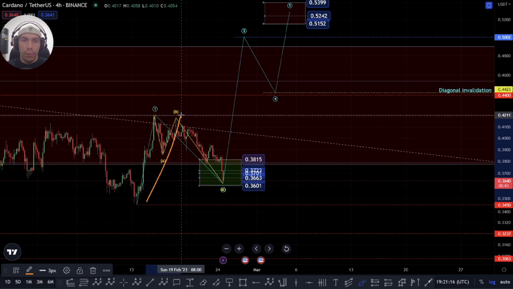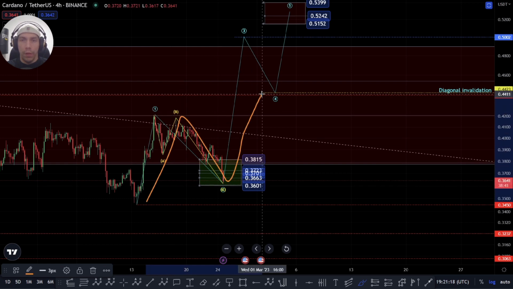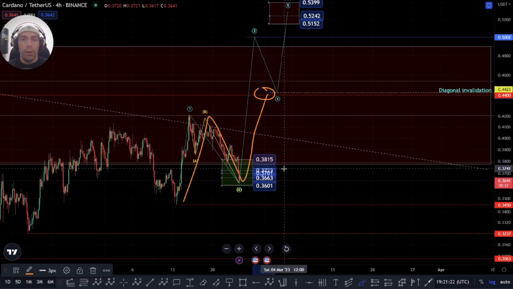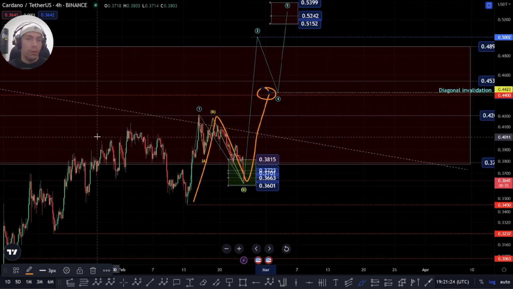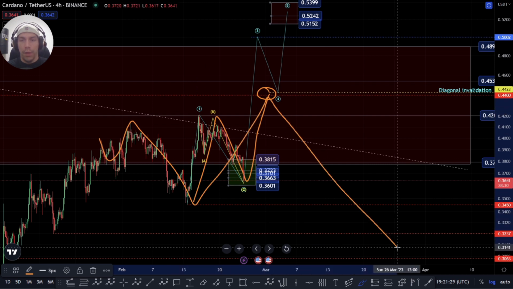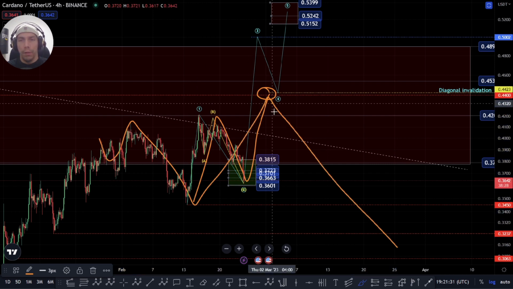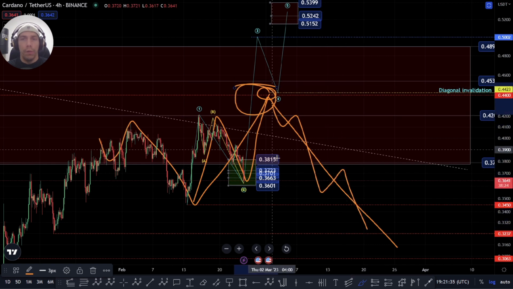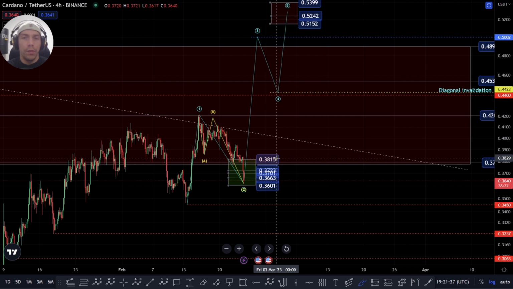Alternatively, we'd need to just be careful we don't form a three-wave move to the upside here and only manage to get around this zone here of this 44.23. If we do form a three-wave structure here, then what I'll be looking at is the fact this is an A, this is a B, and then we actually look to push down in a five-wave move for this C at a later date after moving up into this area. So this is still on the cards.